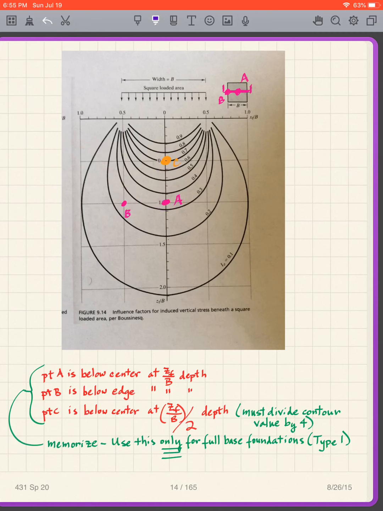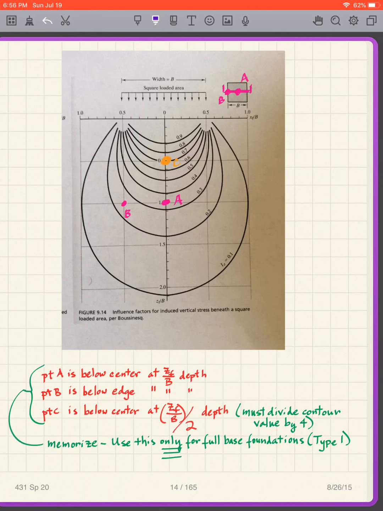So in other words, point C is approximately on the 0.7 contour. Point A is between the 0.3 and 0.4 contour, so maybe it's 0.35. Point B is between the 0.2 and 0.3 contour, so maybe it's 0.25 or something like that. Okay, so we read that off. I just want to remind you of one other thing. For point C, we read 0.7 from the contour, but then we have to divide by 4. That's what the previous slide showed.